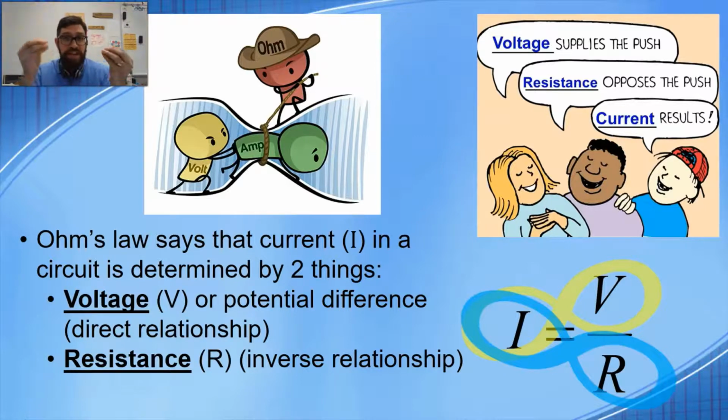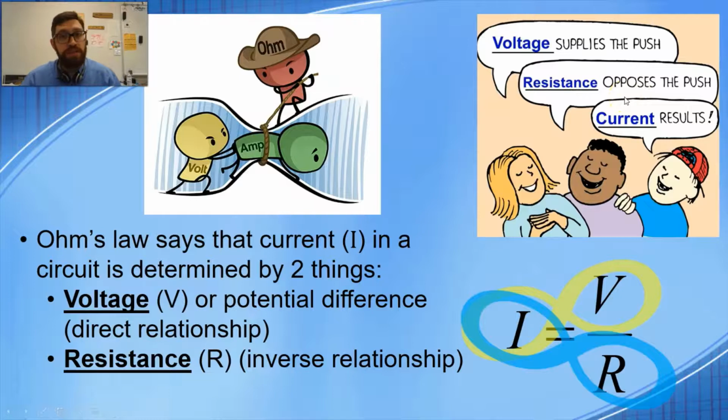Voltage, remember, is that difference in charge, the difference in energy from the positive to the negative side. That's the whole reason why electric charge flows. So the voltage is what's supplying the push. The greater the voltage, the greater the gusto, so to speak, that the electrons want to go to the other side. Whereas resistance opposes that push.